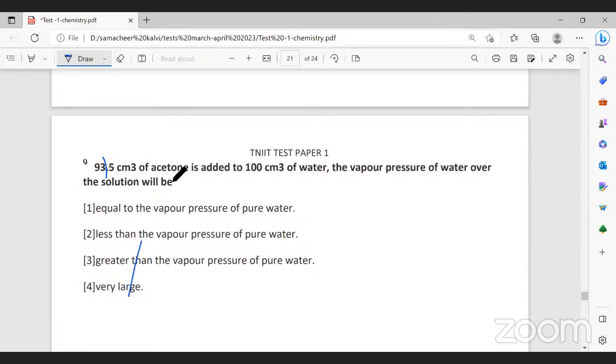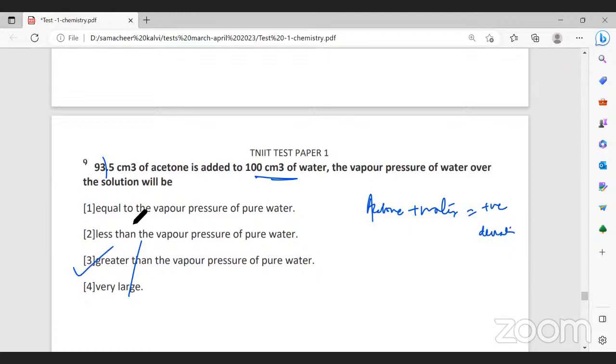When 5 centimeter cube of acetone is added to water, acetone plus water is a non-ideal solution showing positive deviation. Therefore, the vapor pressure will be greater than the vapor pressure of pure water. The answer is option 3.